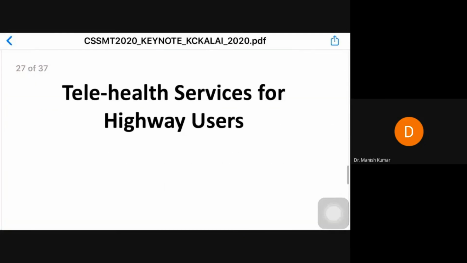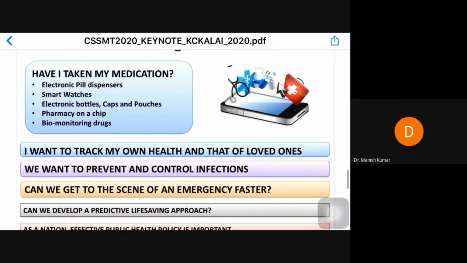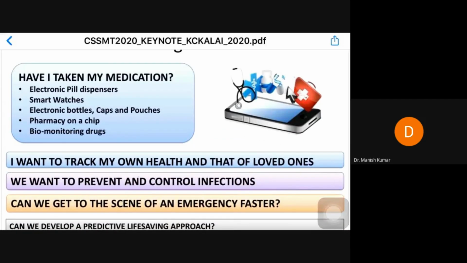Right. Okay. And we also have another project on telehealth services for highway users, where we take a different kind of approach. It includes medication taken, electronic pill dispensers, smartwatches, electronic bottles and all different biomonitoring devices. What we try to do is, when people are traveling, assist them with any medical emergencies they have. So we are trying to bring together different technologies, different things, to put things in place, so that highway users can get medical help while they're traveling.